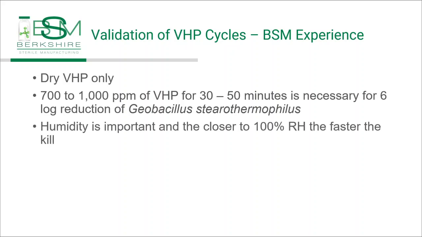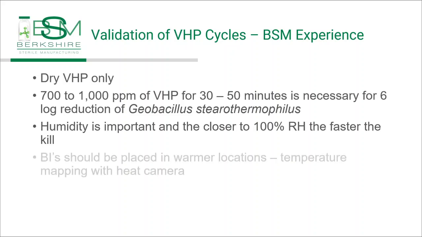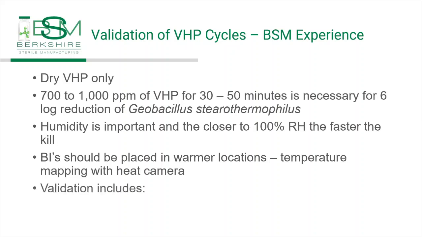Humidity is important, and the closer to 100% the relative humidity is, the faster the kill. BIs should be placed in warmer locations, and you should use temperature mapping of your isolator to identify those warmer locations. Typically, those warmer locations are going to be right near where the vaporized hydrogen peroxide enters the chamber, because you've got a hot stream flowing into the isolator.